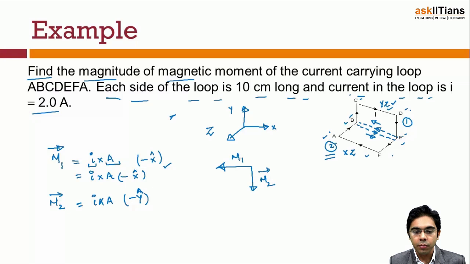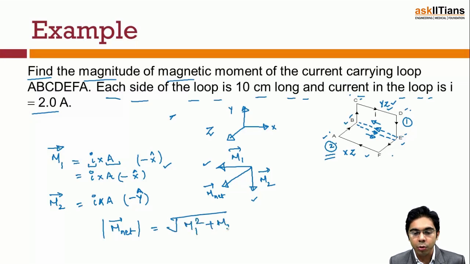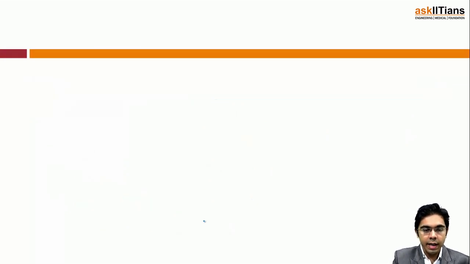Now if I make the diagram, this will look like this: this is M1 and this is M2. This is minus x cap for M1, and this is minus y cap. So the resultant will be M net. M net will come out to be the magnitude. Since in this question also they are asking about the magnitude, M net will come out to be under root M1 square plus M2 square. Here also the cos theta is 0 because theta is 90 degrees. So let me write what I'll get.